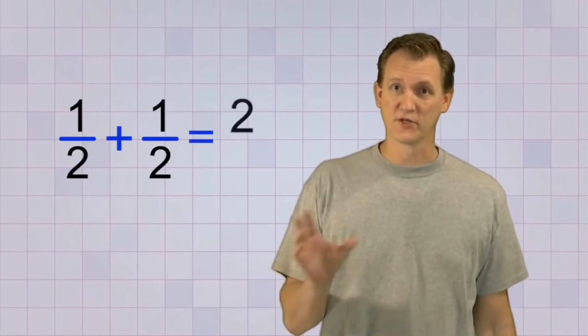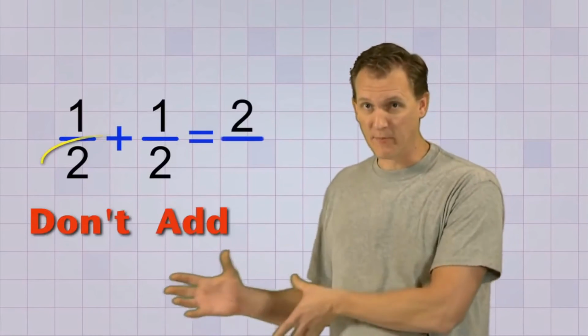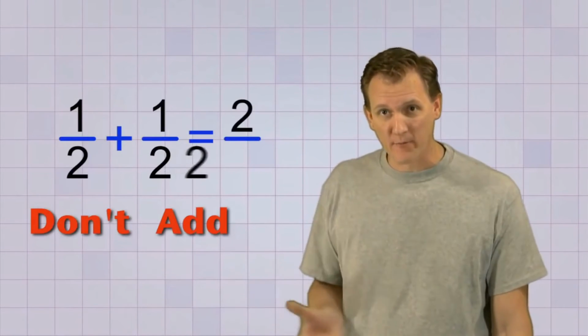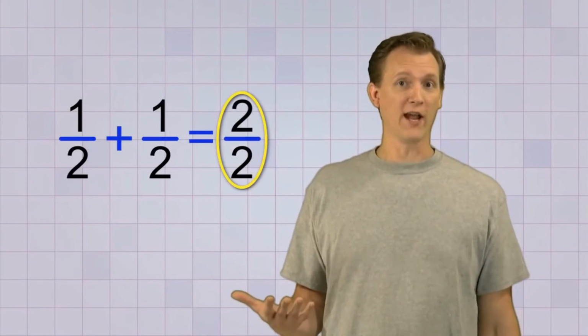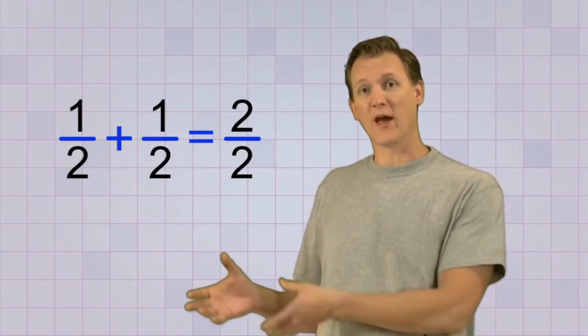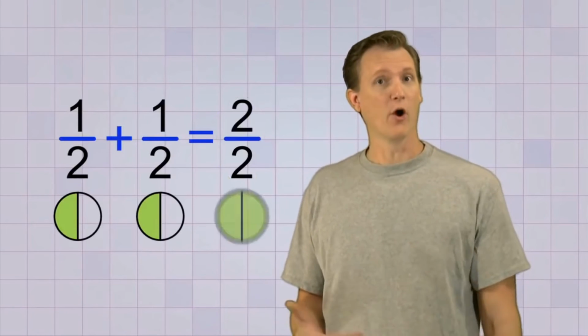For example, to add 1/2 and 1/2, we just add the top numbers, and 1 plus 1 gives us 2. But we don't add the bottom numbers. We just use the same bottom number in the answer, which is 2. So 2 over 2 is a whole fraction. And that makes sense because if you add 1/2 and 1/2, you get a whole. Let's see a few more examples.